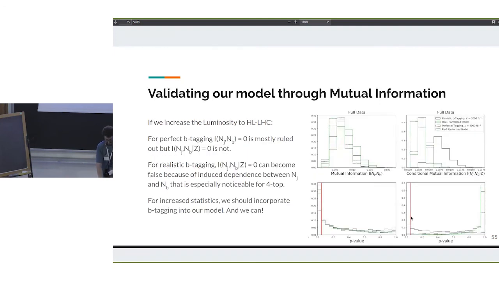So, from what we get here is that for high statistics, we need to incorporate the B-tagging. So for me, this is great because in a realistic scenario, we know that B-tagging relates the two things, and we are able to explicitly verify that. We are not hiding it somewhere. Our model is clearly testable and is testable in a way that is interpretable.